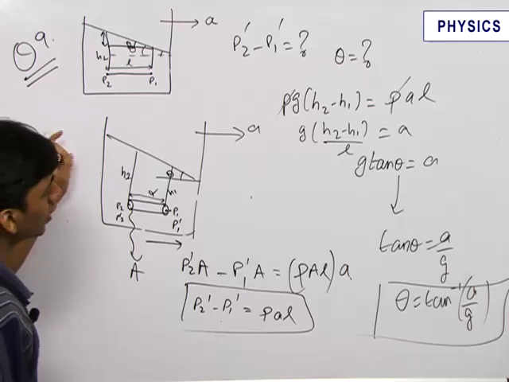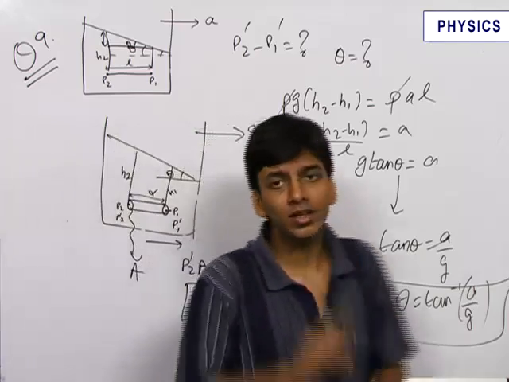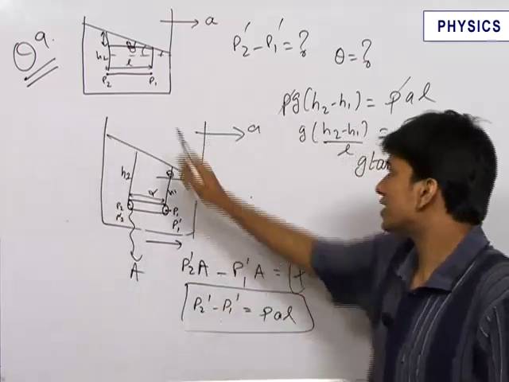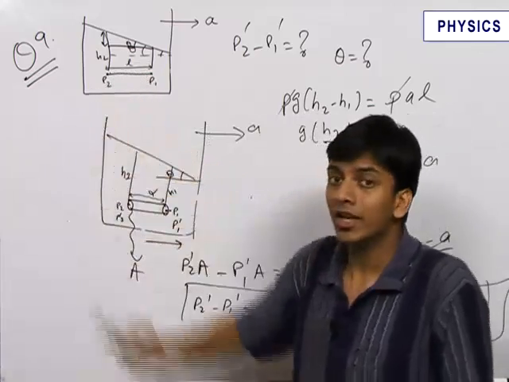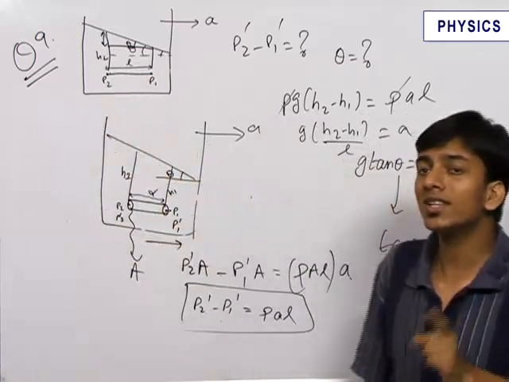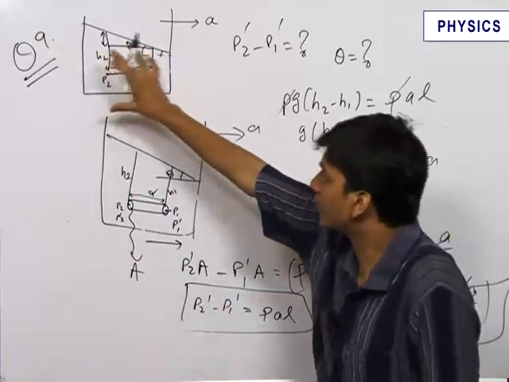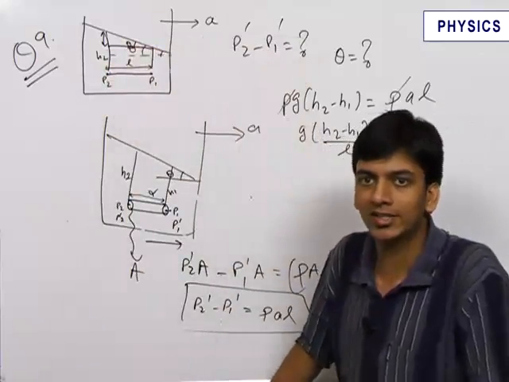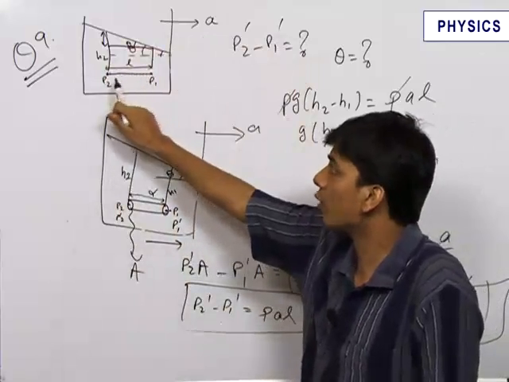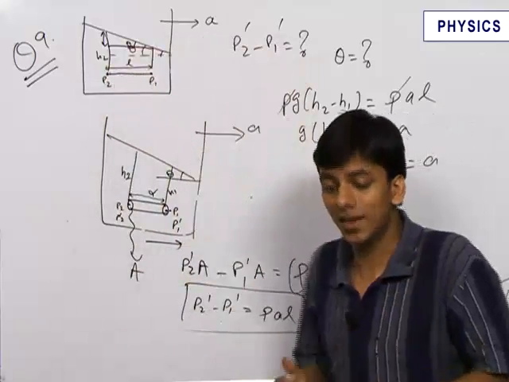From this question you should learn many things. The first thing being that the pressure at the same horizontal level is not always the same. It is only the same when the acceleration in the horizontal direction is 0. Since in this question this body of water had an acceleration in the horizontal direction, the pressure at the same horizontal level will not be the same.